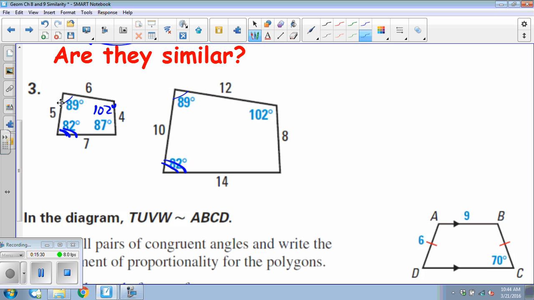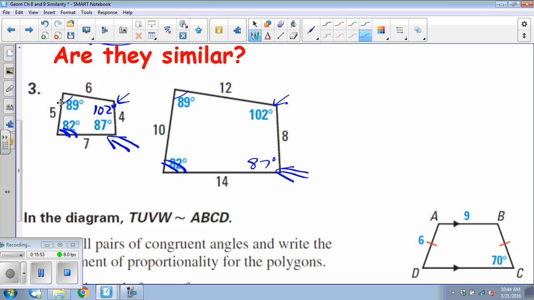So that tells me that this one is congruent to that one. And here, if I add them up and subtract from 360, I see that that's 87. So that means this one is congruent to that one. So all of my angles are congruent. And then I have to check to make sure that all of the sides are proportional.